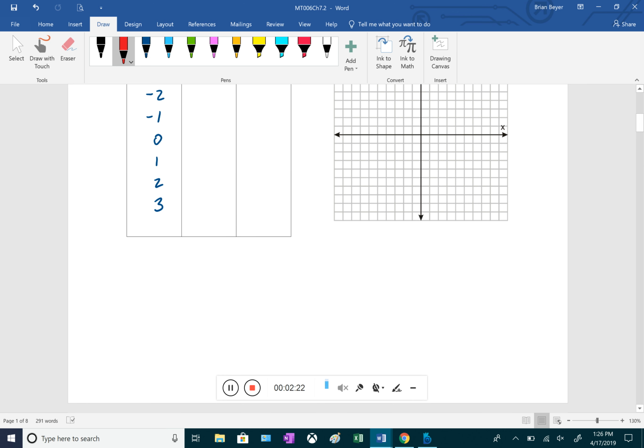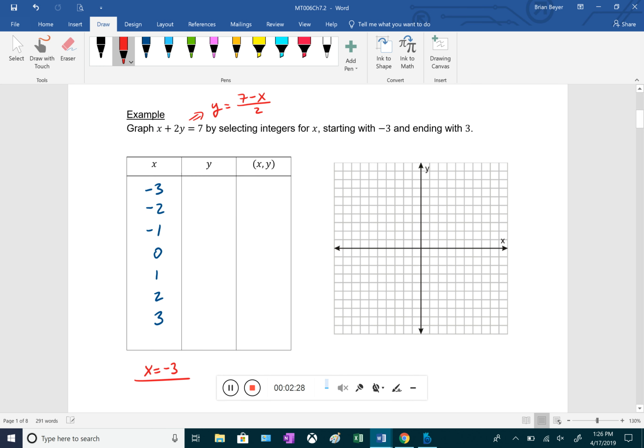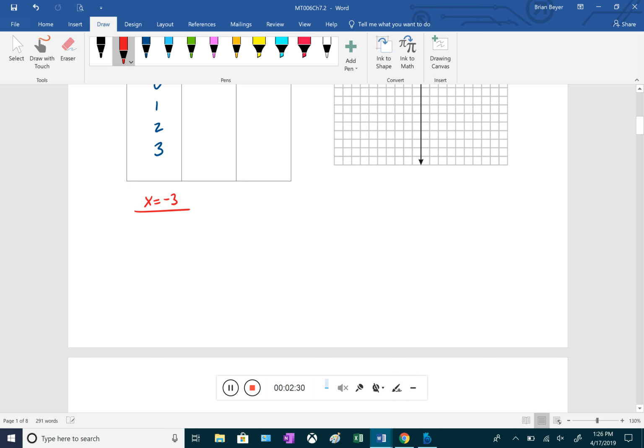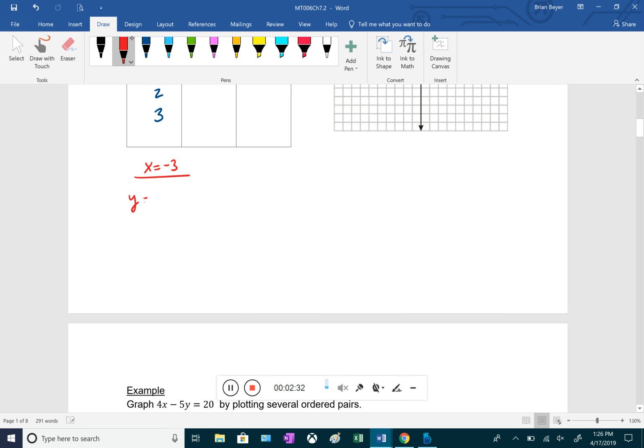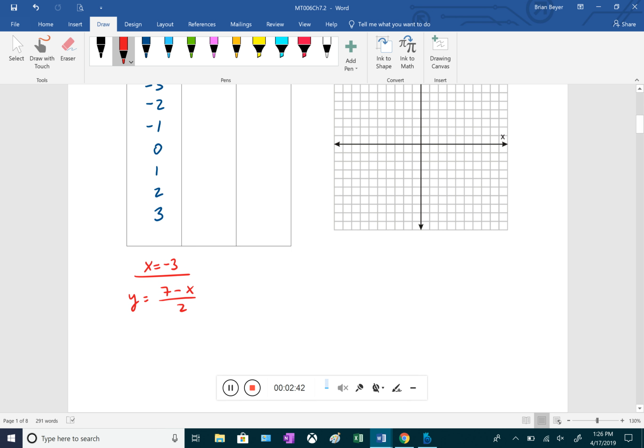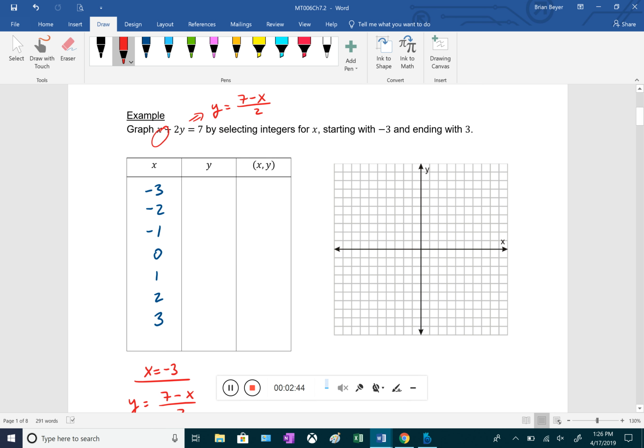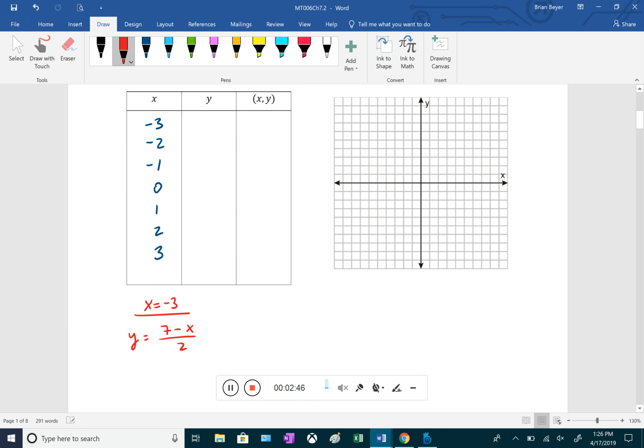So let's do a couple of these. I'm not going to do all of them. Let's say we start with x equals -3, and let's plug it into that formula: y equals 7 minus x over 2. If you didn't want to do it this way, I personally think this way is a little bit easier because you already have it solved for y. Otherwise, you would just plug x into the original equation and then solve for y.